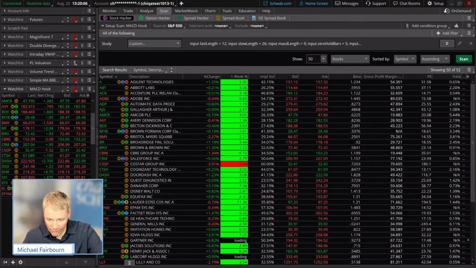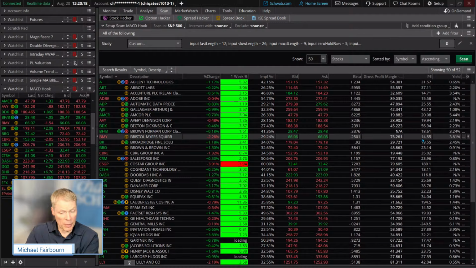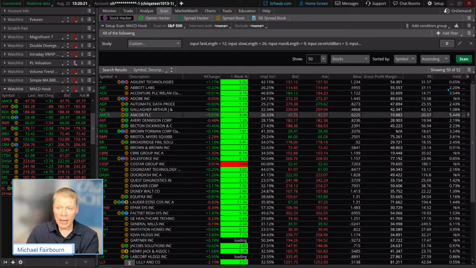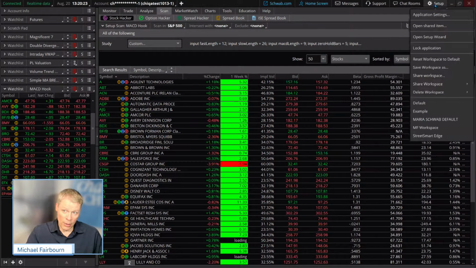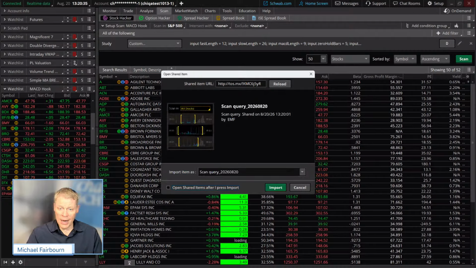Let's go over here. Boom, right here. Okay, let me type this in. MACD hook, and there you have it. All right. With that, I want to make sure we're not losing anybody, because people that are new need to know where to post this. So copy that link, come up top under setup, open shared items, paste it in there. I'm using Control V because I'm on a PC. On my regular Mac, I use Command V, same thing. Just paste it in, hit preview, and then be sure, folks, don't name it this. It's too hard to find and to know what it is.